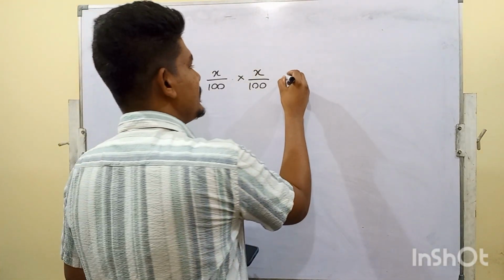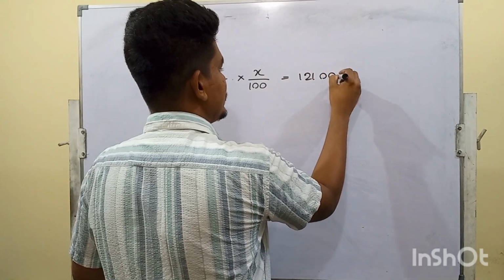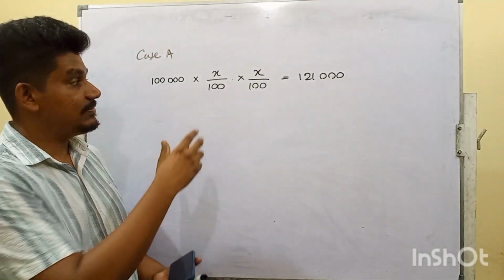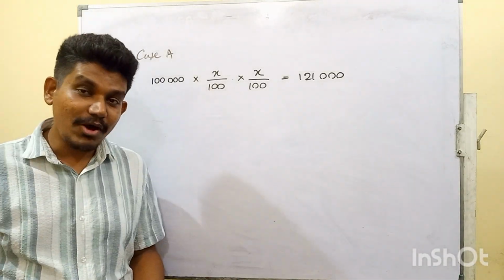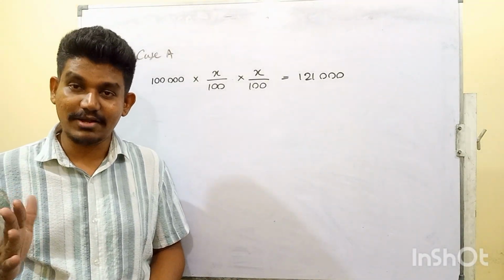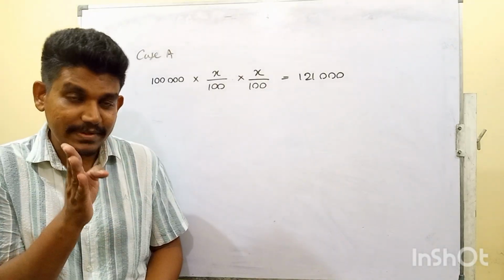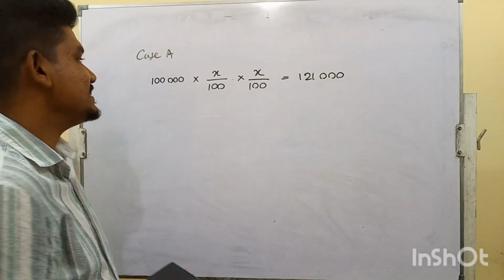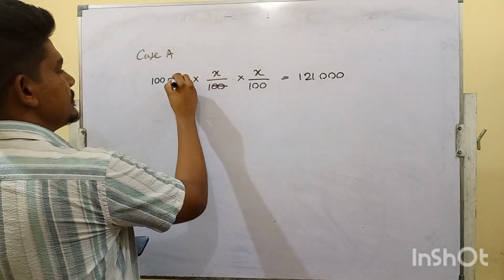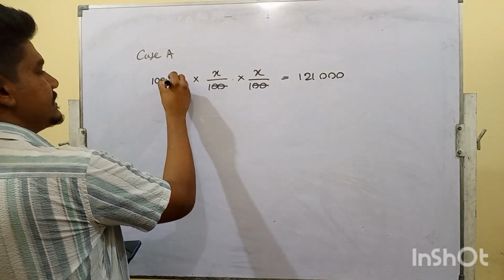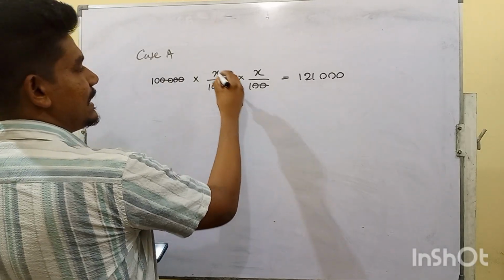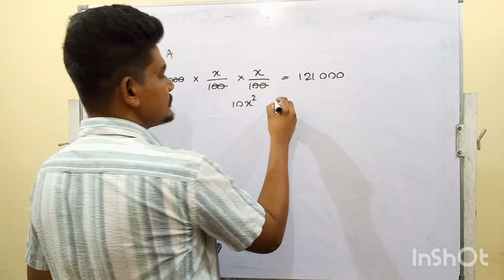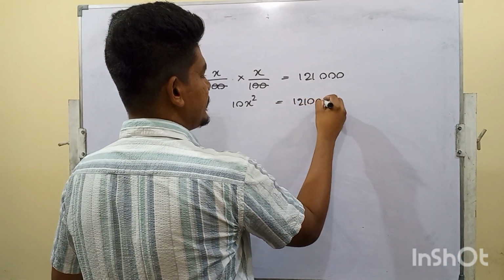The total amount in the account at the end of 2 years is 121,000 rupees. This is how we find the total amount straight away, without working out the interest for the first year, the second year, and so on. It's very easy to simplify. 2 zeros cancel, another 2 zeros cancel. Then 10 times x multiplied by x is x squared. So 10 times x squared equals 121 and 3 zeros.